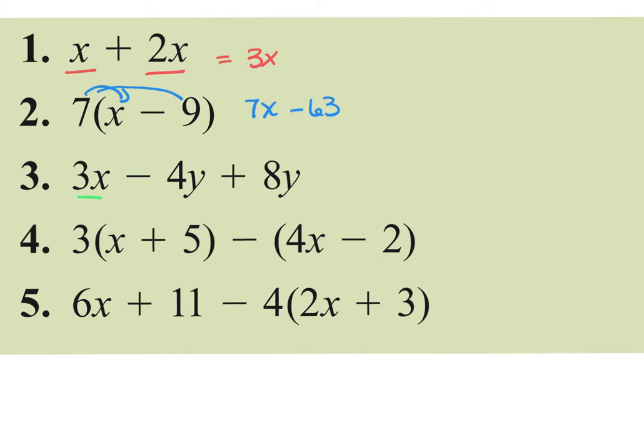Here I have a 3x, a -4y, and a positive 8y. The 3x does not have anything in common. It stays. The -4y and the 8y are like terms, so you combine those.